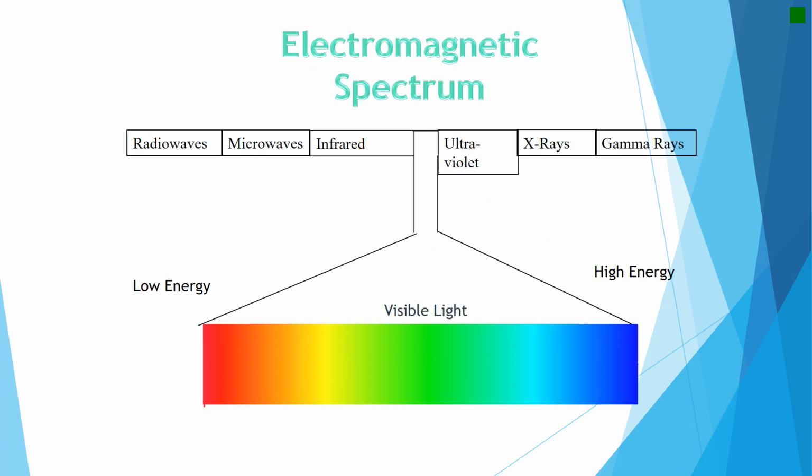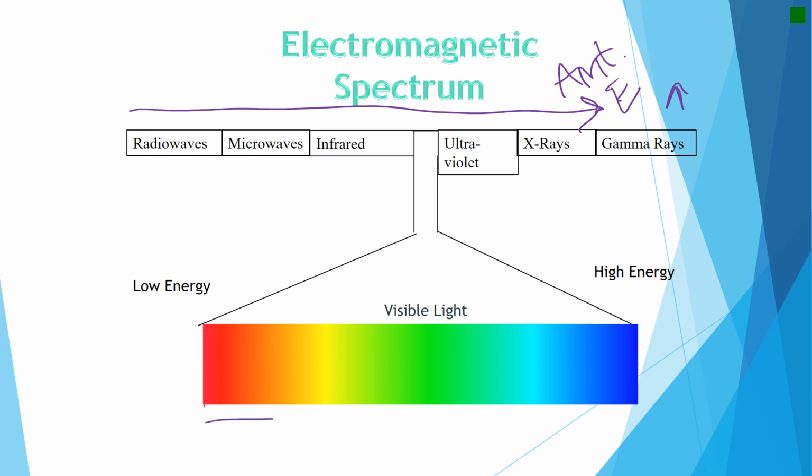So what makes up the electromagnetic spectrum? It is basically, you've got your radio waves and your microwaves and your infrared. And as we go from left to right, the only difference really is the amount of energy. And as you go from left to right, your energy increases.